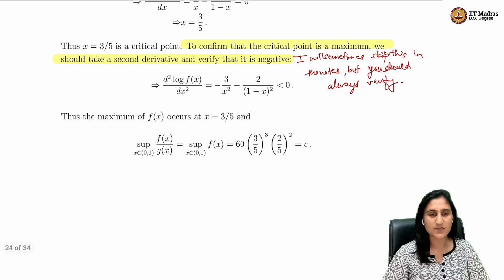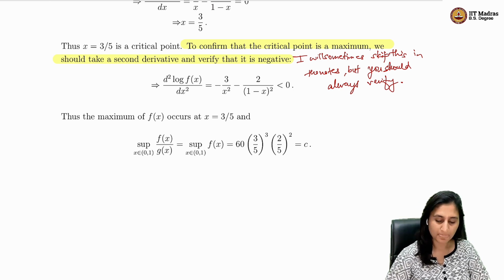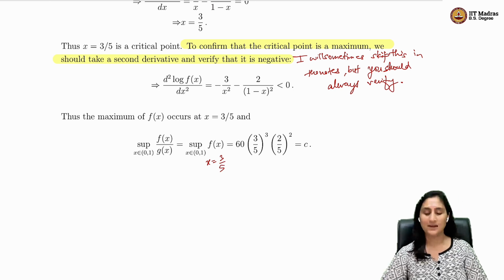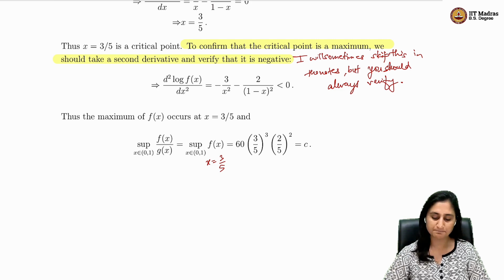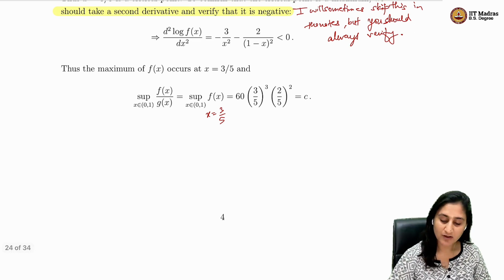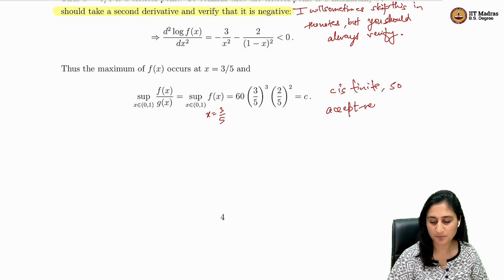Right? So this means that the sup of f by g, which is equal to the sup of f of x, is exactly equal to, I plug in x equals 3 by 5 to see what I get, and that's 60 times (3 by 5) cubed times (2 by 5) squared, and that I'm going to call C, right? Okay, so now the main thing I've actually understood is that C is finite, so accept-reject is possible.